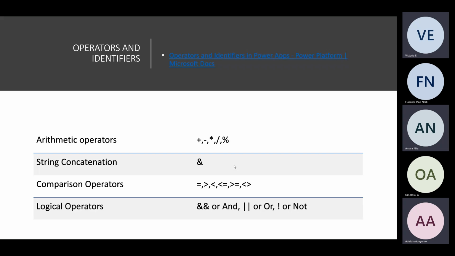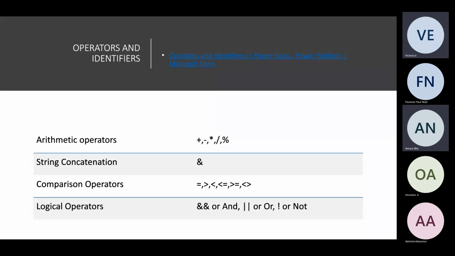We also have string concatenation, and string concatenation is used to merge two strings together. For example, you have a string somewhere that says first name, and you have another that says last name. You want to join the two together to make the person's full name. How do you do this? You use string concatenation, and that's the ampersand sign, a single one. Use it to join or merge two strings together. We also have comparison operators.